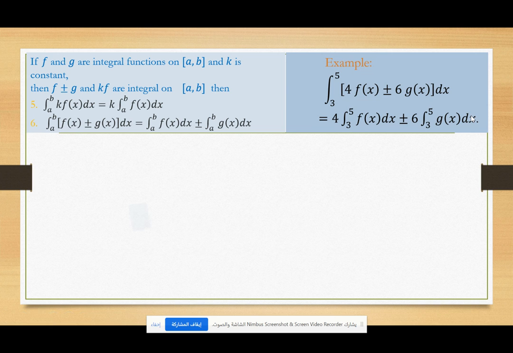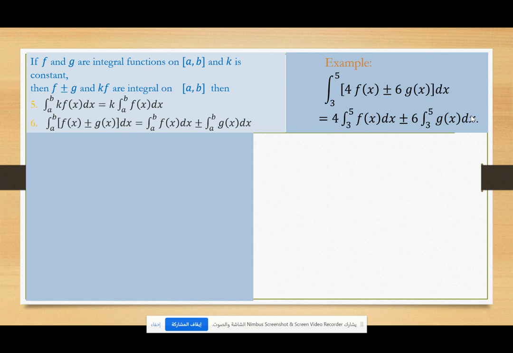Let's now go to another theorem, which is number 7. If f of x is integrable on the interval a to b and c is between a and b. We say that many times. If it is integrable, it means the limit exists and we can calculate the area. So if c is between a and b, that means there is a point between a and b. So how do we calculate the integration, or the area, between them?